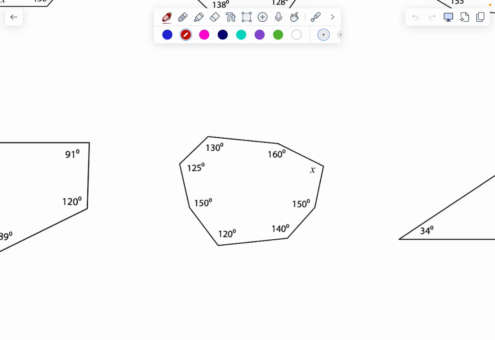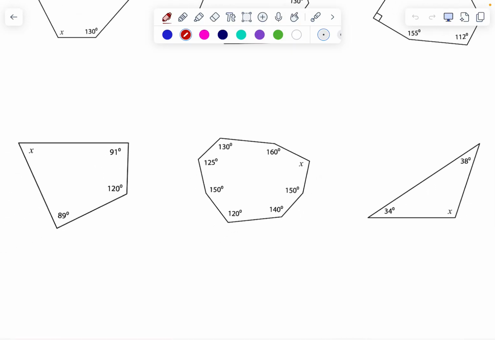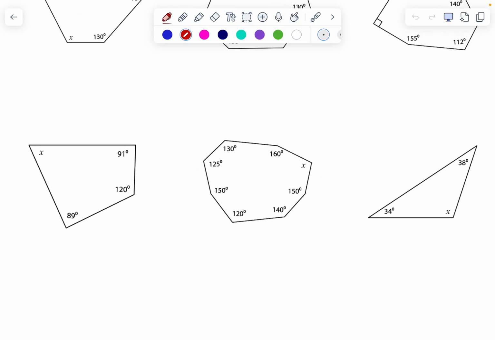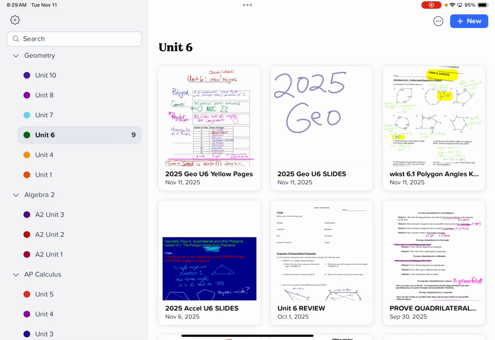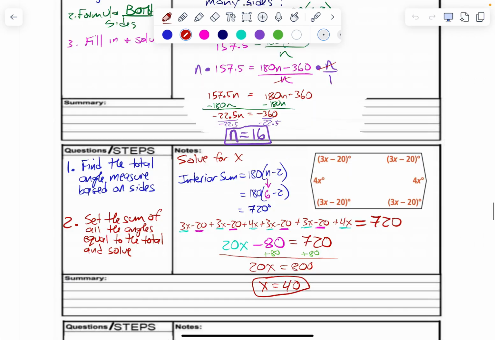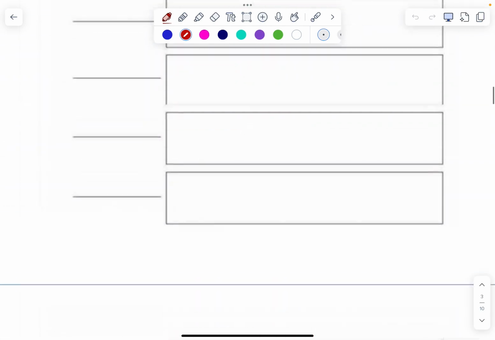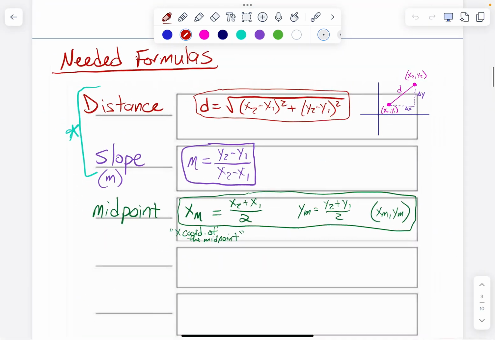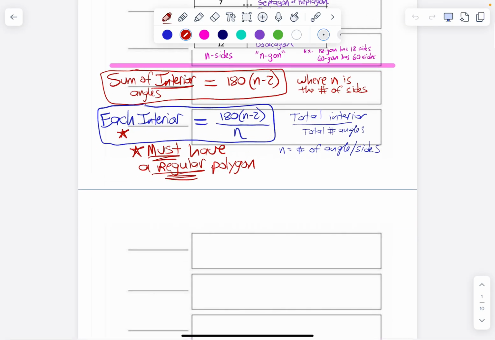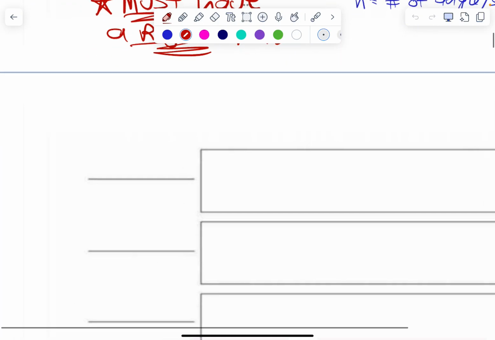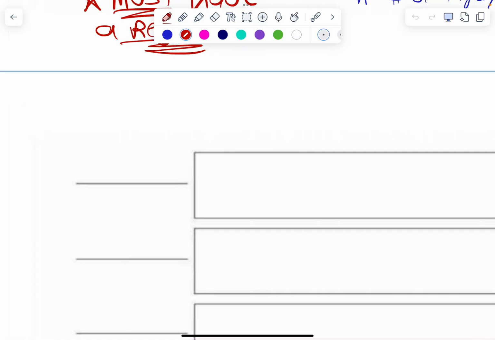I'd like to show you exterior angles real quick. And I say quick because it's pretty fast. And then we'll be done with polygon angles. So in your notes section, we'll just go ahead and write both of our exterior angle sums.